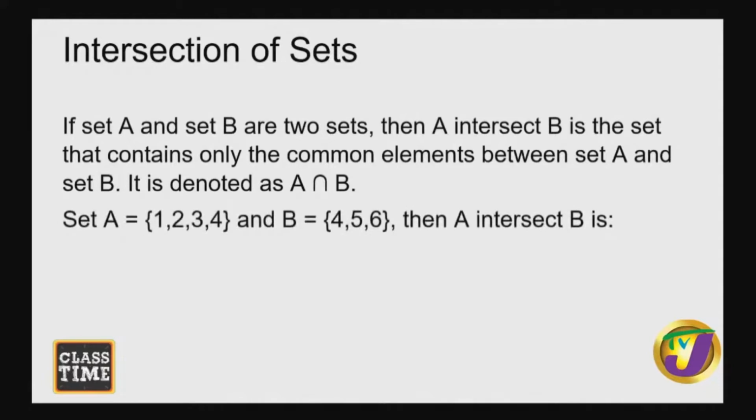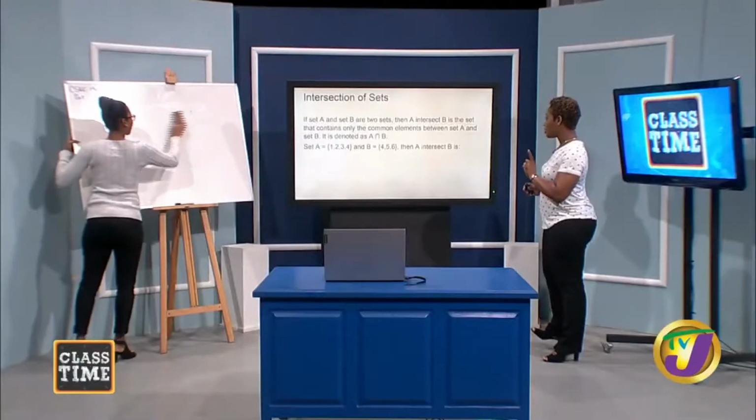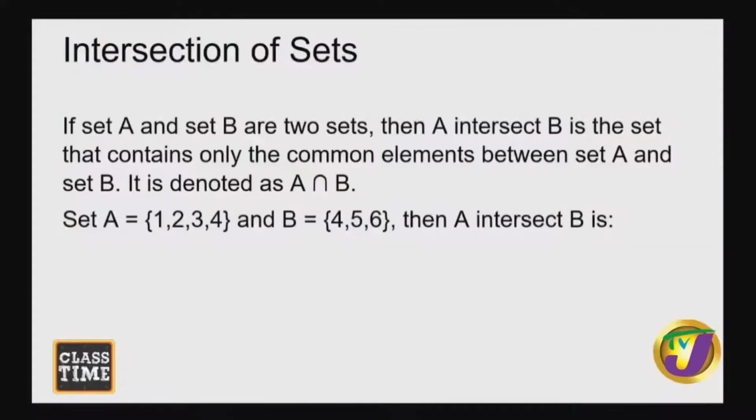All right. So set A is the set of 1, 2, 3, 4, and set B is the set of 4, 5, 6. So you said an intersect. If A intersect B, it is a set that contains only the common elements between set A and set B. When you say common, you mean it's in set A and it's also in set B.